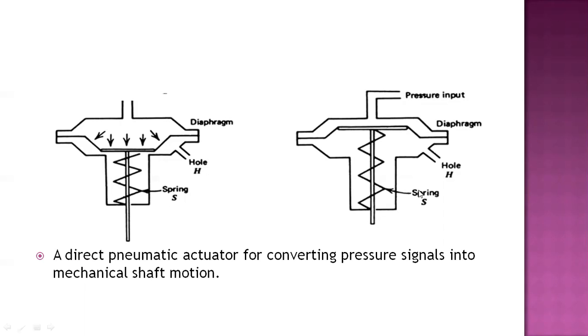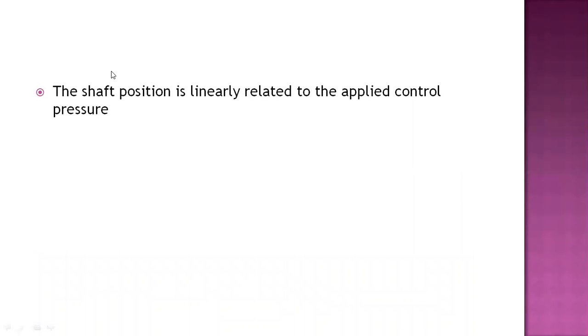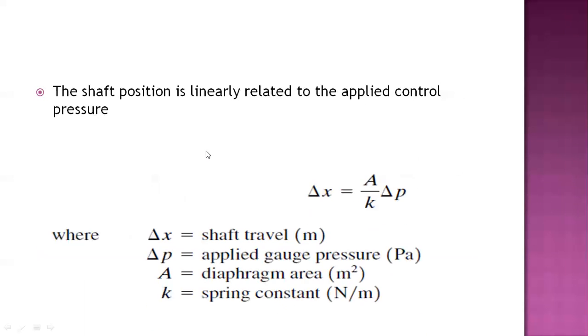So in this figure, again, you can find the spring, shown with the notation H, and the diaphragm and pressure input are shown. It shows that in this case of maximum control pressure and maximum travel of the shaft, the pressure and the force are linearly related, as we know, and the compression of the spring is linearly related to the force also. Next, the shaft position, as I told you, is linearly related to the applied control pressure.